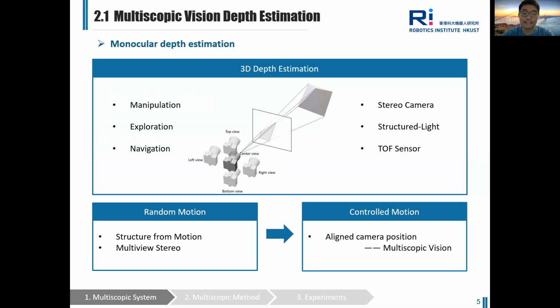We take images at aligned camera positions. We refer to the problem of depth estimation with multiple images captured at aligned camera locations as multiscopic vision, as analog to stereo vision with two horizontally aligned images.